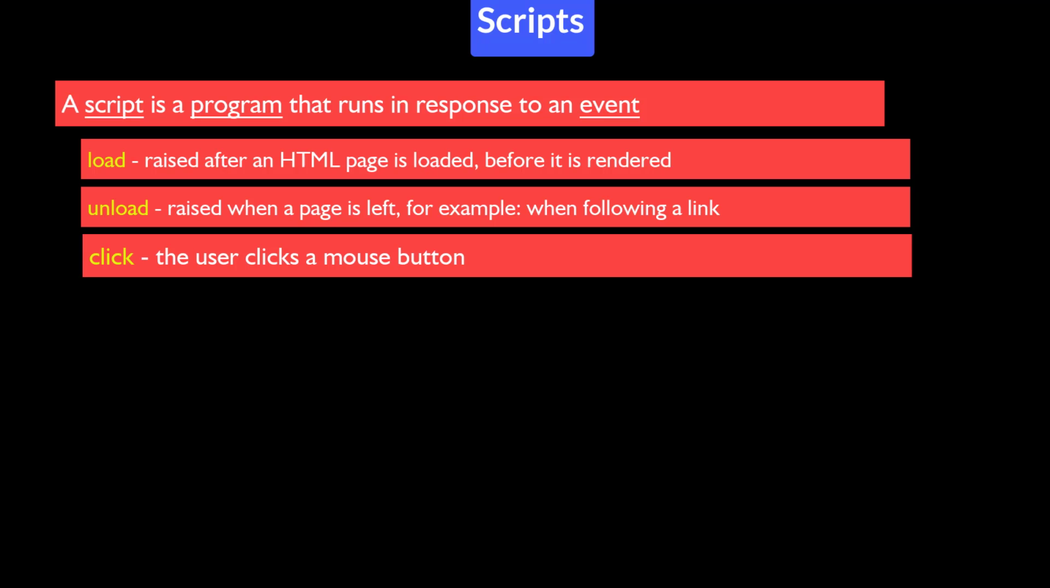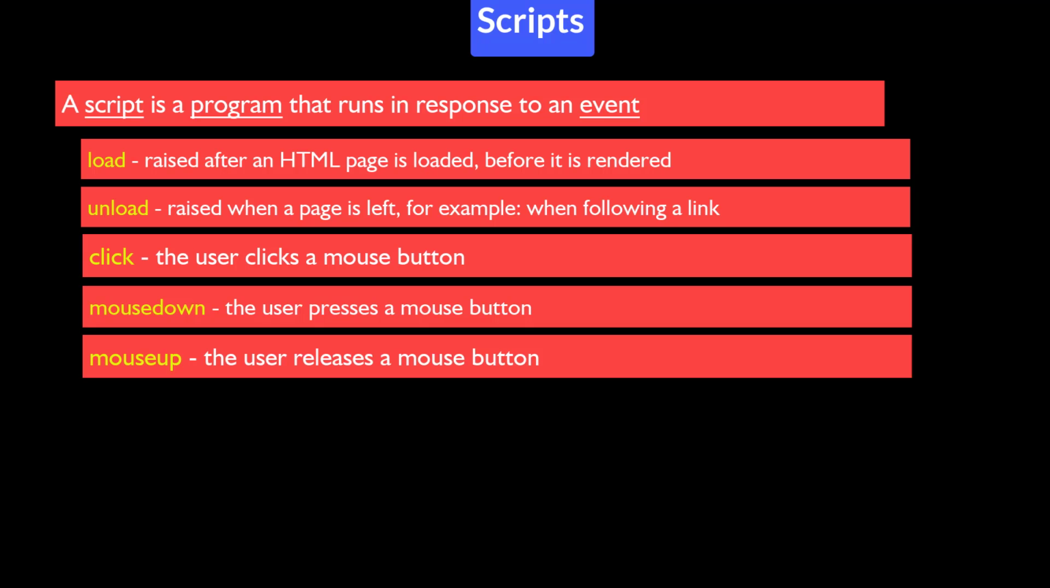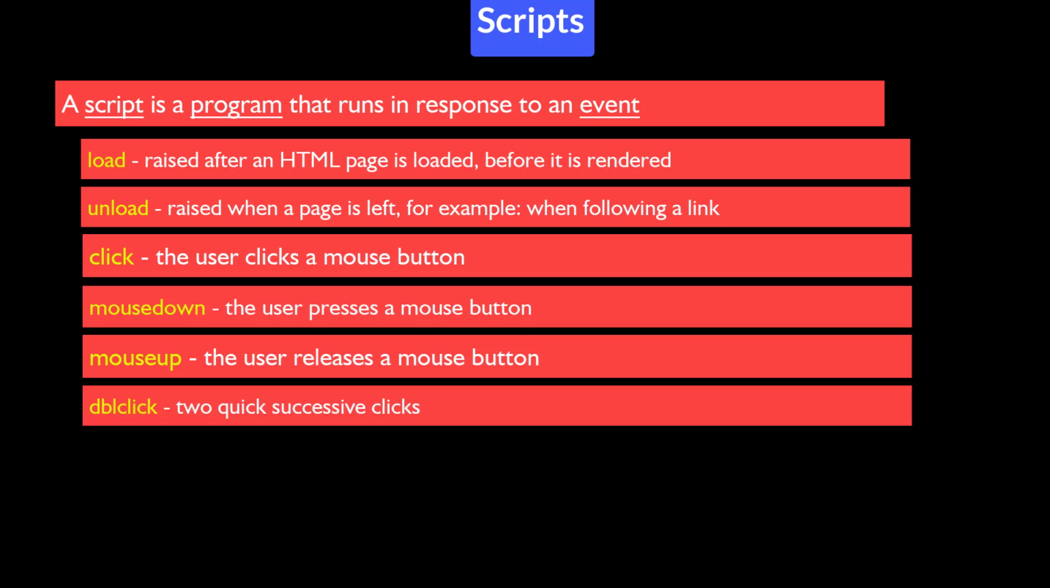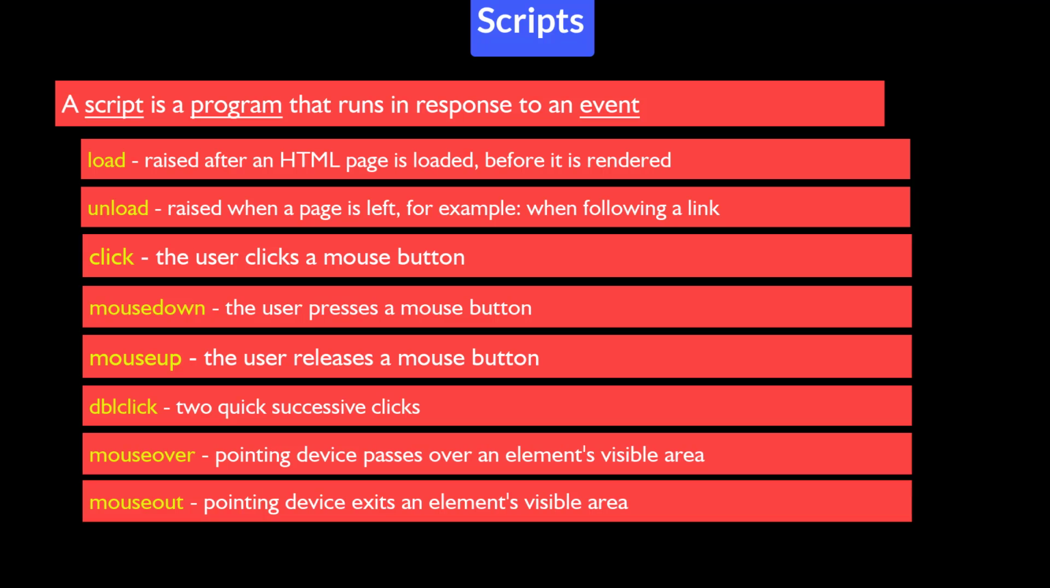This actually consists of two distinct actions, each of which can be recognized as events. Mouse down, user presses the mouse button, and mouse up, user releases the mouse button. Double click, two quick successive mouse clicks. Mouse over, pointing device passes over an element's visible area. And mouse out, pointing device exits the element's visible area. We'll look at others later. Typically, one does not trap click at the same time as mouse down and mouse up for the same element.